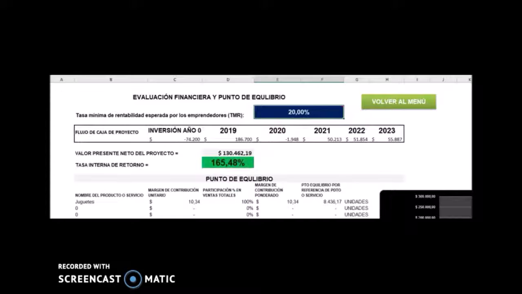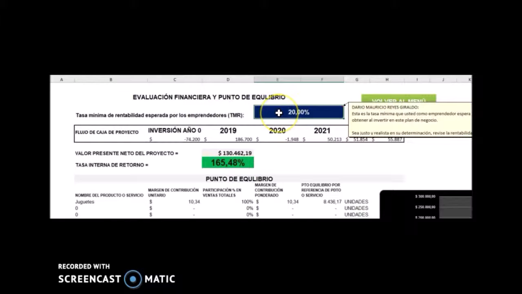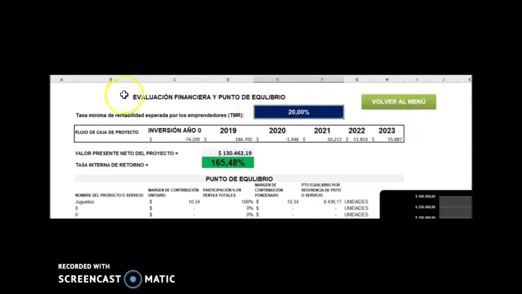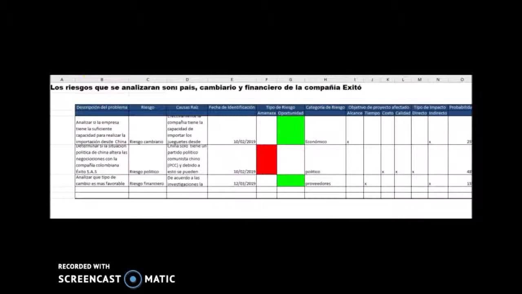So as we see, as we have a high return on investment, that will help us to cover the debt that we acquire with the loan, and that will help us to continually grow the sales. Well, now we're going to take a look at the risks that we have identified for this project. We have identified three main risks, and we're going to identify and classify each one of them.